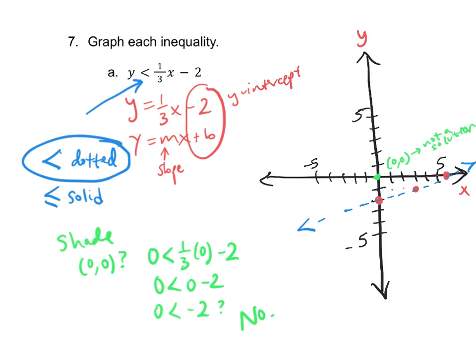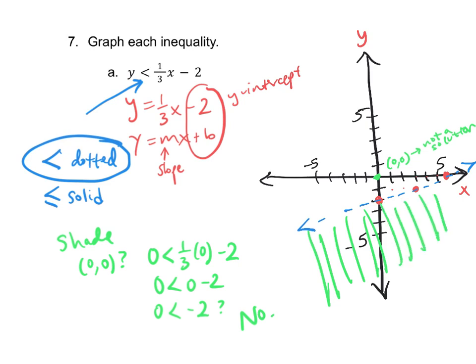That means I'm going to shade the other direction. Everything down here is a solution. We could always check a point if we wanted to confirm, say the point 0, -5. And then we would see, is -5 less than 1/3 times 0 minus 2? Is -5 less than -2? Yes.